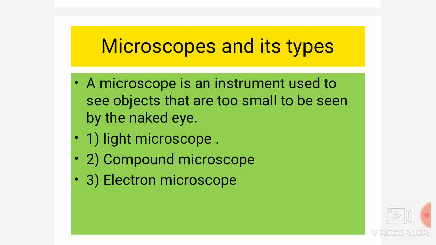Electron microscope: it gives a very clear and big structure on the screen so that very small things can be observed easily with the help of the electron microscope. So these are the microscopes. With the help of them we are able to know about the structure of the cell.